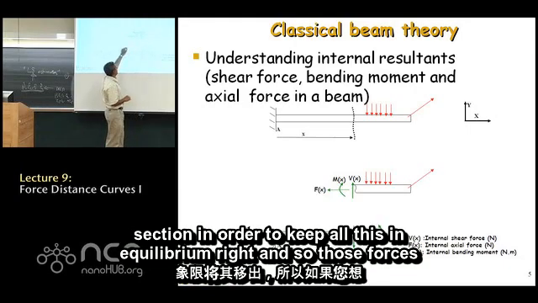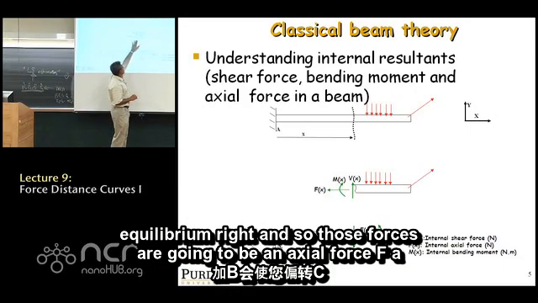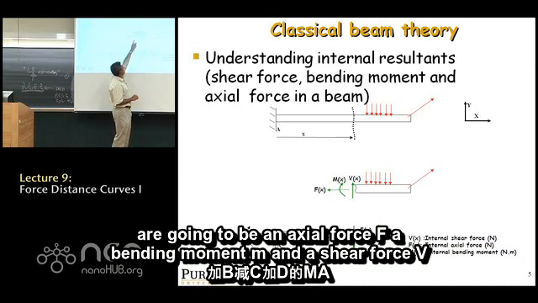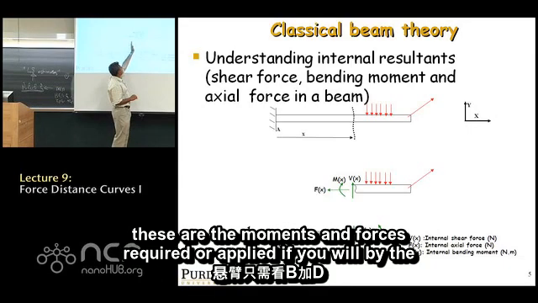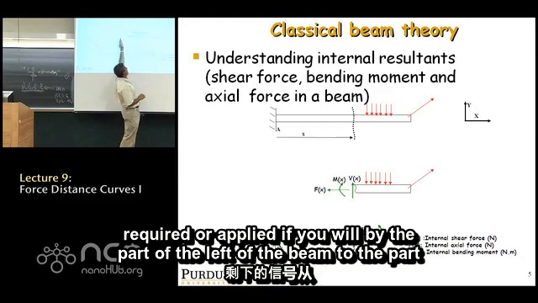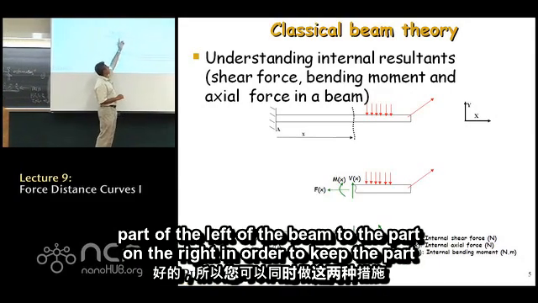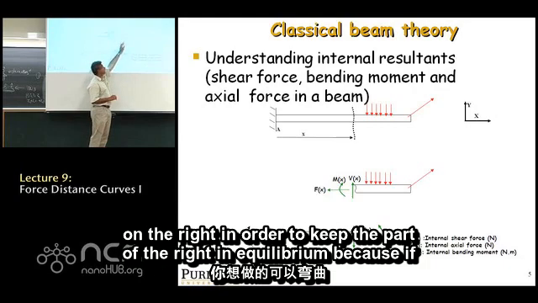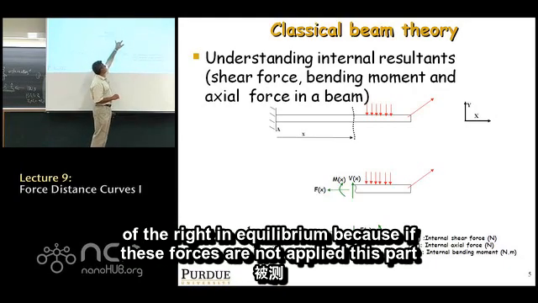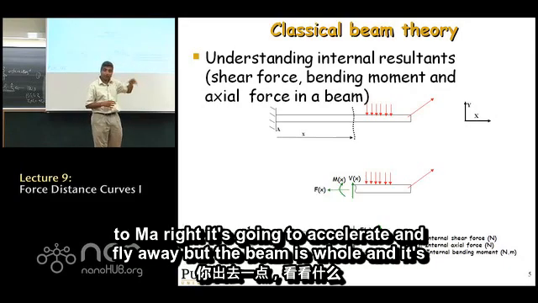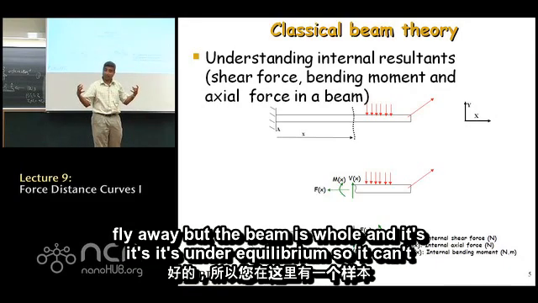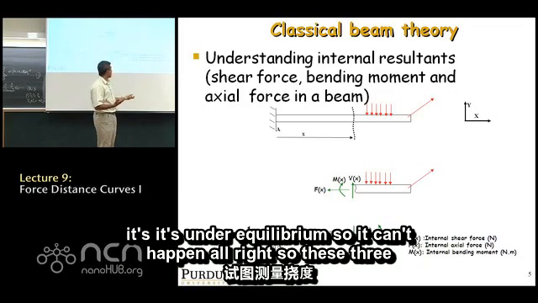And so those forces are going to be an axial force F, a bending moment M, and a shear force V. These are the moments and forces required, or applied, if you will, by the part on the left of the beam to the part on the right in order to keep the part on the right in equilibrium. Because if these forces are not applied, this part on the right is going to fly away, F equals ma, it's going to accelerate and fly away. But the beam as a whole is in equilibrium, so that can't happen.